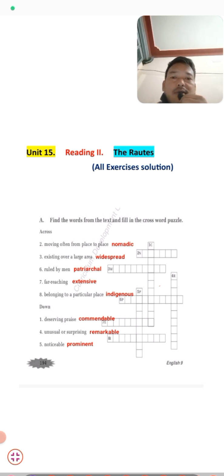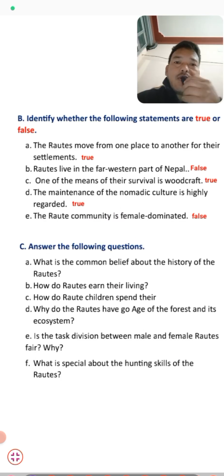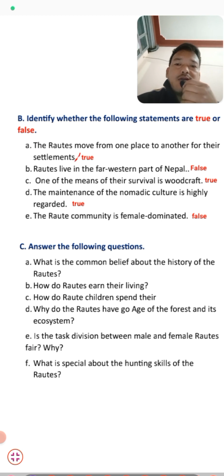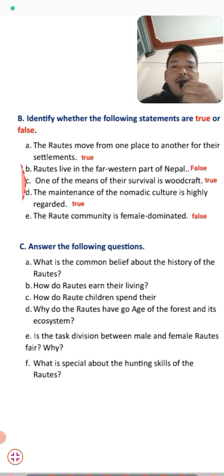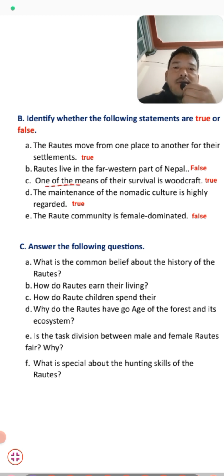And now it's time to do the next exercise. Next exercise, that is B number, we have to identify whether the following statements are true or false. Okay, students, you have to identify whether the statement is true or false. First one, the Raute moved from one place to another for their settlement. Yes, this is the right statement. And B number, the Raute live in the far western part of Nepal. No, it's false. Okay, they always prefer the Karnali province, not the western part of Nepal.